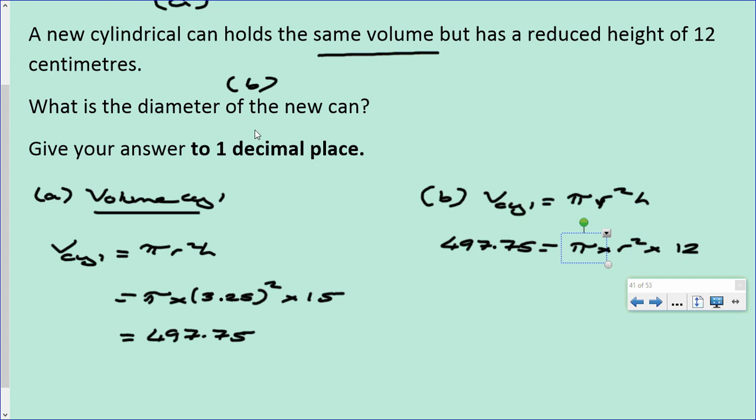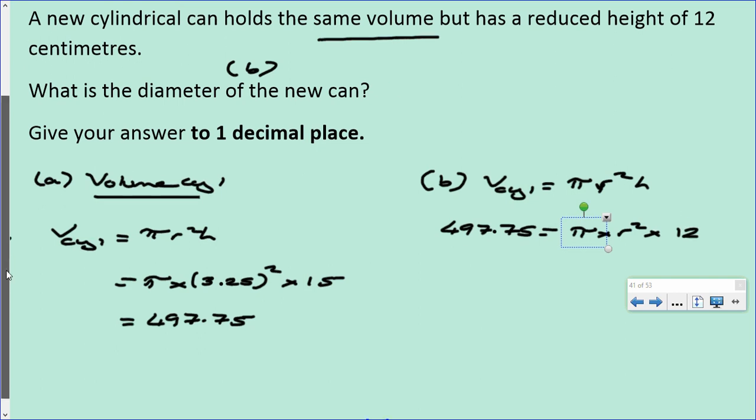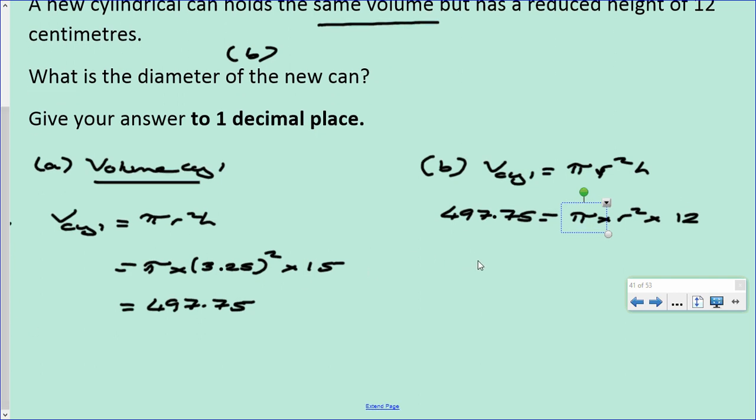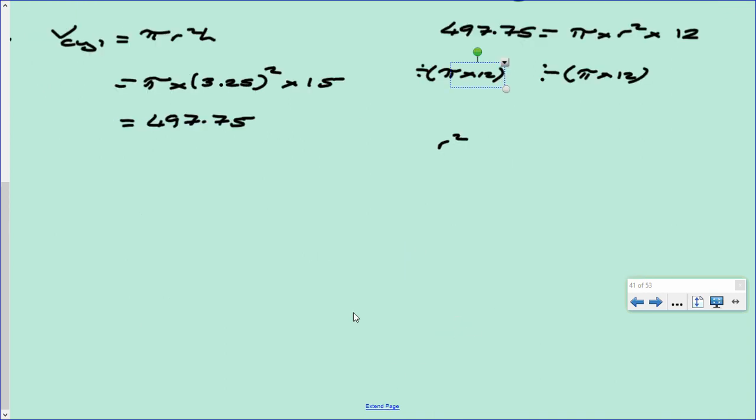We're not given the radius. Now, in the question, we're asked for the diameter, but we cannot change the formula in any way, shape, or form. So to get diameter, we first need to get the radius. Now, in our cone, we had to get rid of the third. We don't have that scenario, so we're going to divide by pi times our other number, which is 12. We can do it separately, but if we've got the process, it's maybe easier to just go all in one go. So 497.75 all divided by pi times 12.